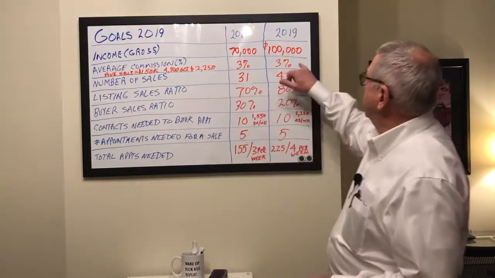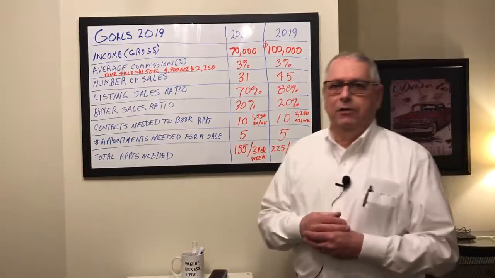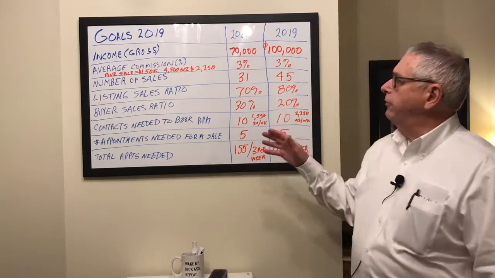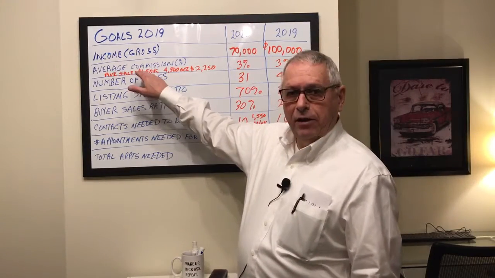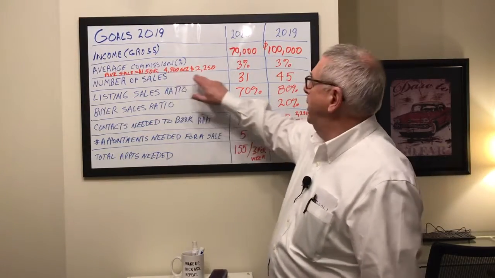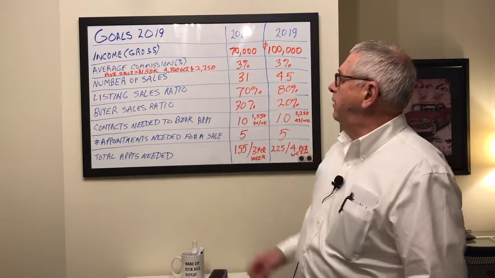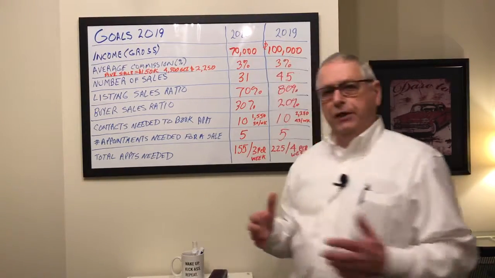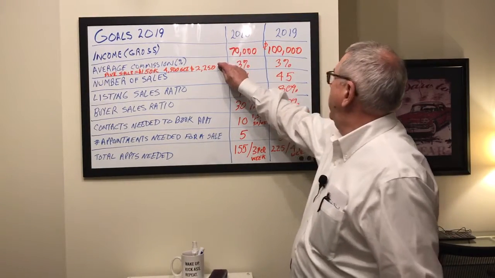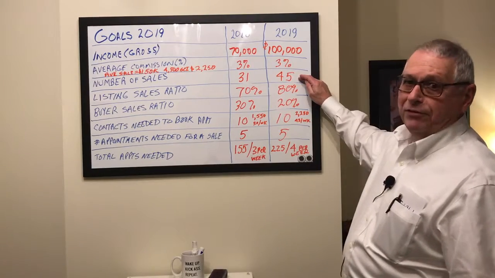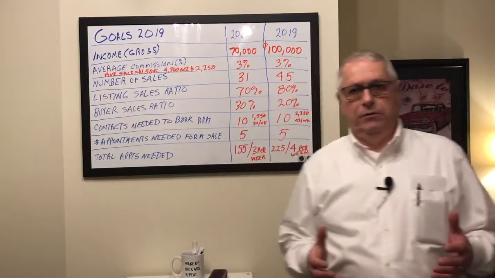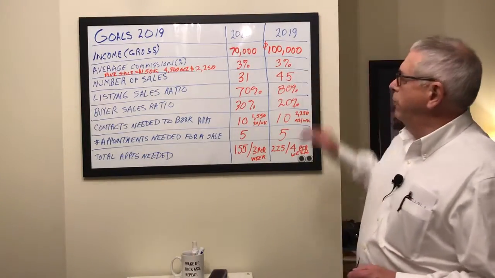If our commission rate remains the same, in other words, we earn around 3% commission on our sales on average, and our average sale is $150,000, that means we earn $4,500, and if our split's 50-50, that means each sale is worth $2,250 to us. So if we take this $100,000 and divide it by the $2,250, what we come up with is 45 sales. In order to achieve $100,000 in revenue in 2019, we're going to need 45 sales.